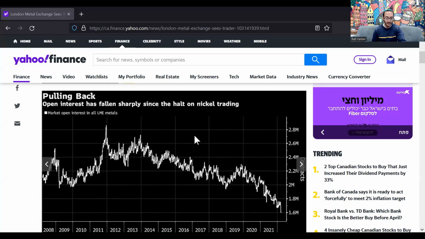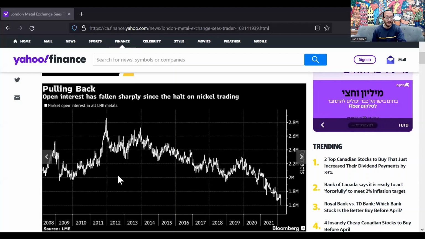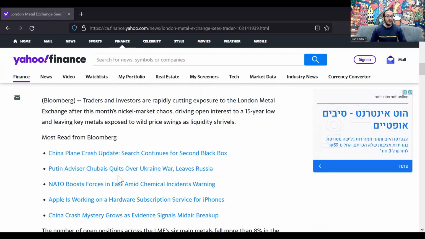All of these are way more nickel than actually exists on Earth. Since 2012, it has been falling from about 2.9 million or 3 million to about 1.6 million now. Bloomberg: traders and investors are rapidly cutting exposure to the London Metal Exchange after this month's nickel market chaos, driving open interest to a 15-year low and leaving key metals exposed to wild price swings as liquidity shrivels.